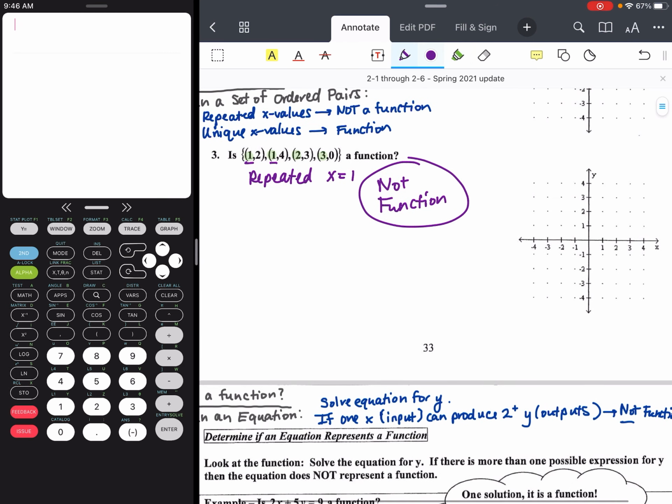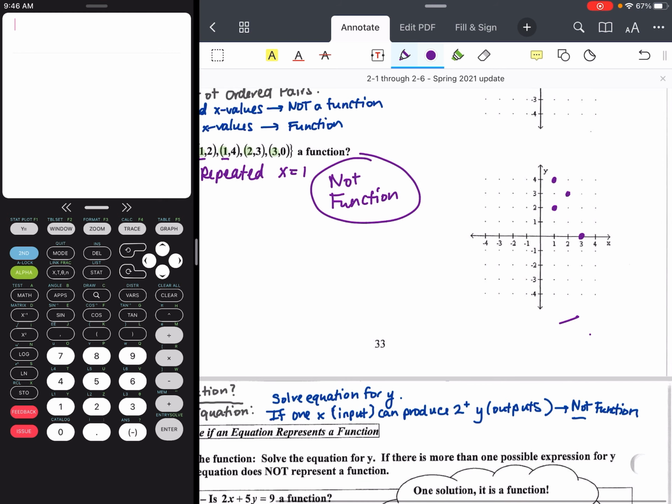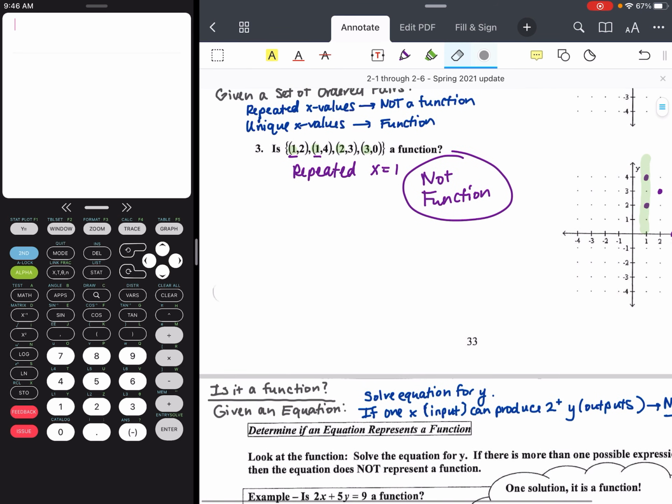If I were to graph the points (3, 1), (2, 1), (4, 2), (3, 3), (0, ...), you can see right here where I have the repeated x equals 1. One single vertical line hits my relation twice, so that means that it's not a function by the vertical line test. All right, and that's because we have those repeated x values.